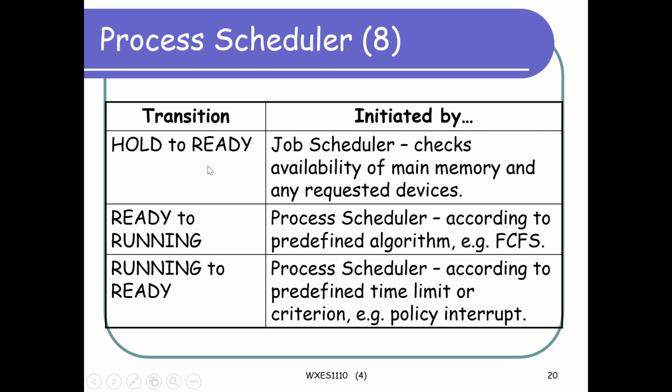Hold to ready: the job scheduler checks availability of main memory and any requested devices. Ready to running: the process scheduler, according to a predefined algorithm like first come first serve. And running to ready: the process scheduler, according to the predefined time limit or criterion or policy interrupt.